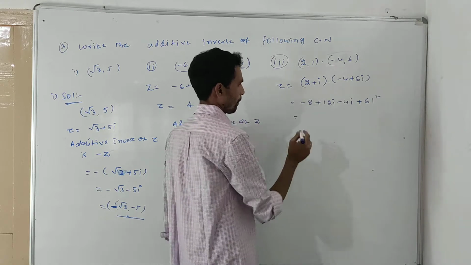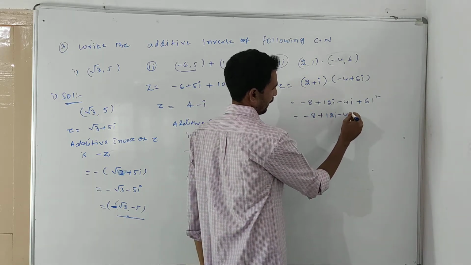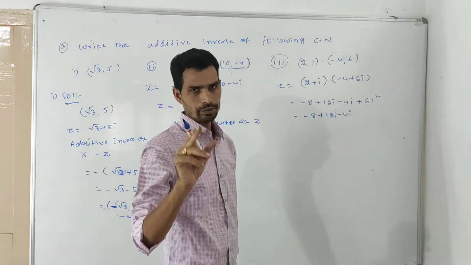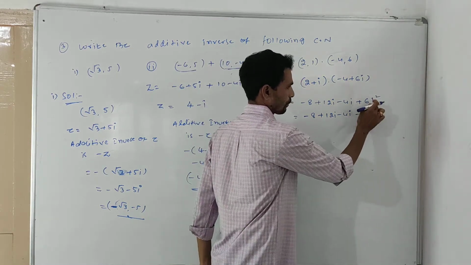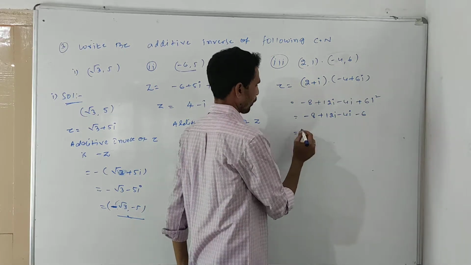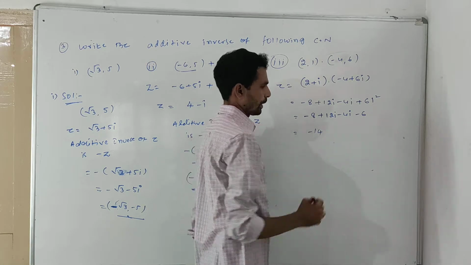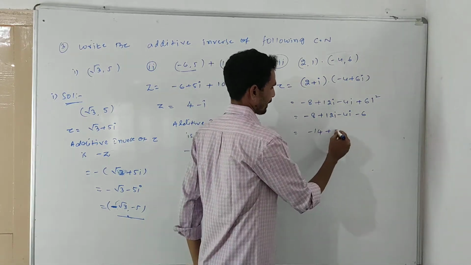What will you get here? Minus 8 plus 12i minus 4i plus 6i squared. Already we know what the i squared value is: i squared is equal to minus 1. So in place of i squared, you get here minus 6. What is the real part? Real part is minus 8 minus 6, which is minus 14. 12i minus 4i is equal to plus 8i.